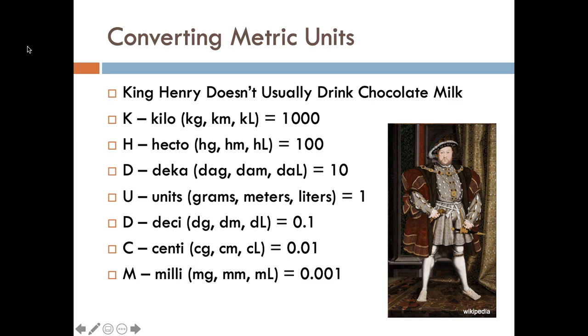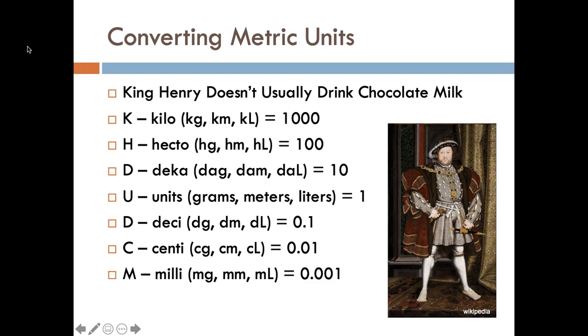So when we're converting metric units, there's a helpful mnemonic device. It's King Henry doesn't usually drink chocolate milk, and that's so that you can remember K is for kilo, H is for hecto, D is for deca, U is for units, that's our base units, either grams, meters, or liters, D is for deci, C is for centi, and M is for milli.